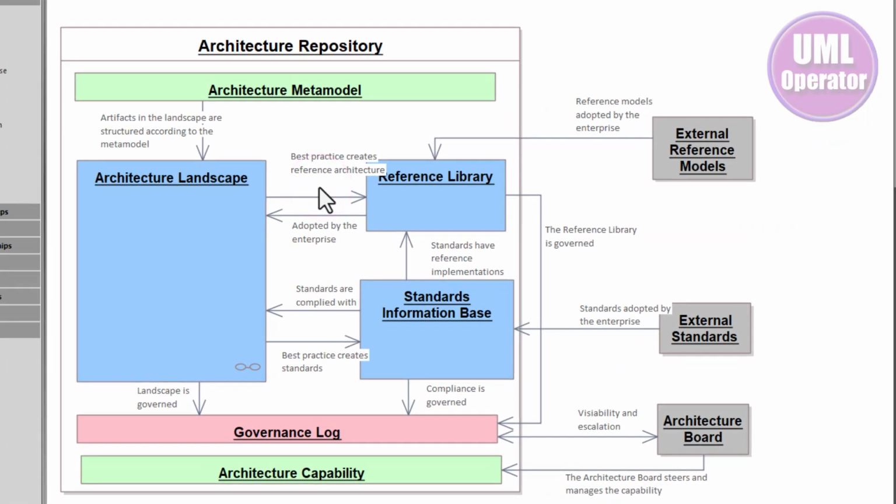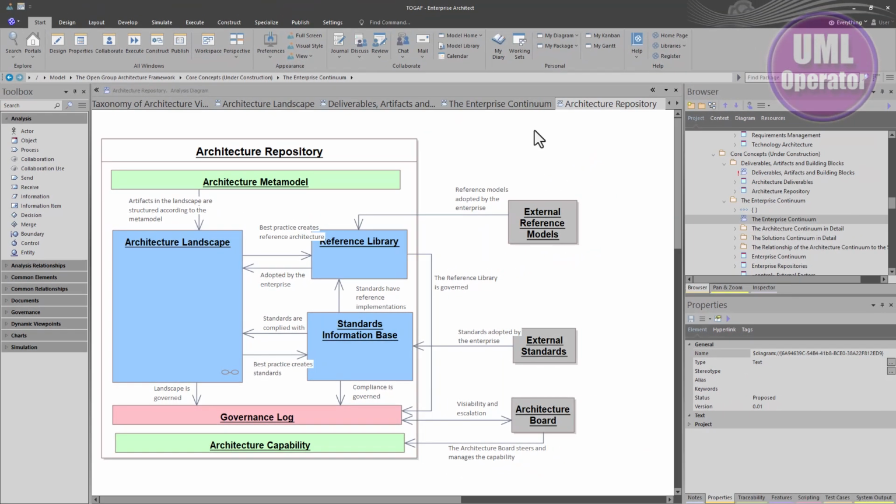Leading into the architecture repository, where we have our architecture landscape, we also have our reference library, our governance around our standards that we're implementing, whether inside the company or outside the company. And all of this is where we're going to manage our deliverables.